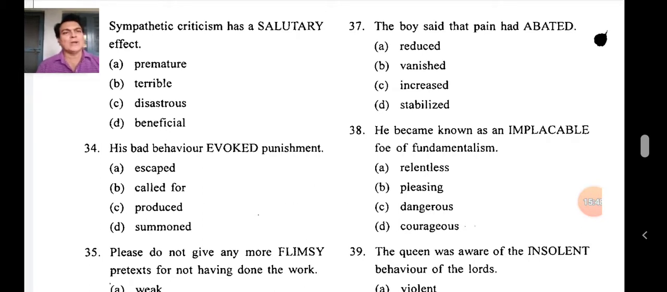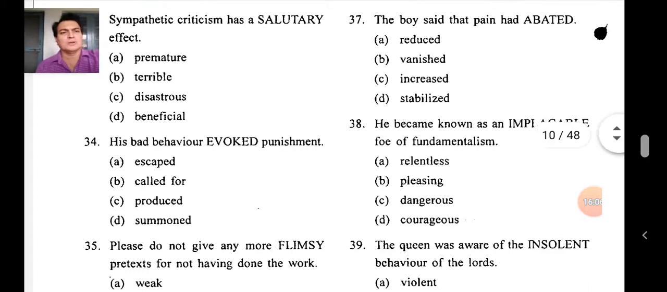So he became known as an implacable foe of fundamentalism. Relentless, pleasing, dangerous, courageous, and implacable, relentless. So relentless will be the right answer. Relentless.